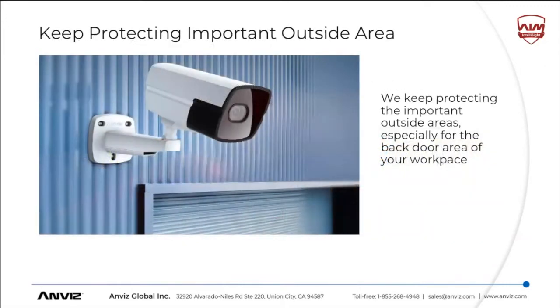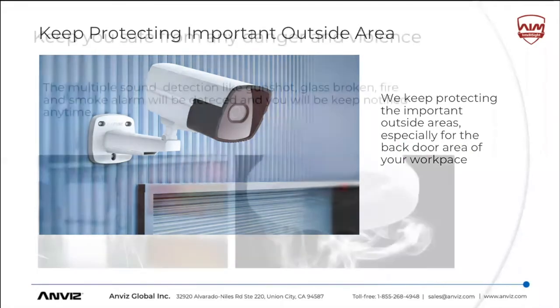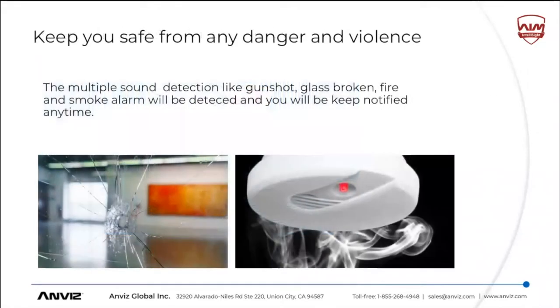This image shows that IntelliSight will protect your important outside area, like the warehouse back door area. So we can strictly detect vehicles and people who are not authorized. This is also a very important feature: our cameras can detect sounds like gunshots, glass breaking, and smoke alarms. So it will instantly protect you with very dangerous and emergency alerts.